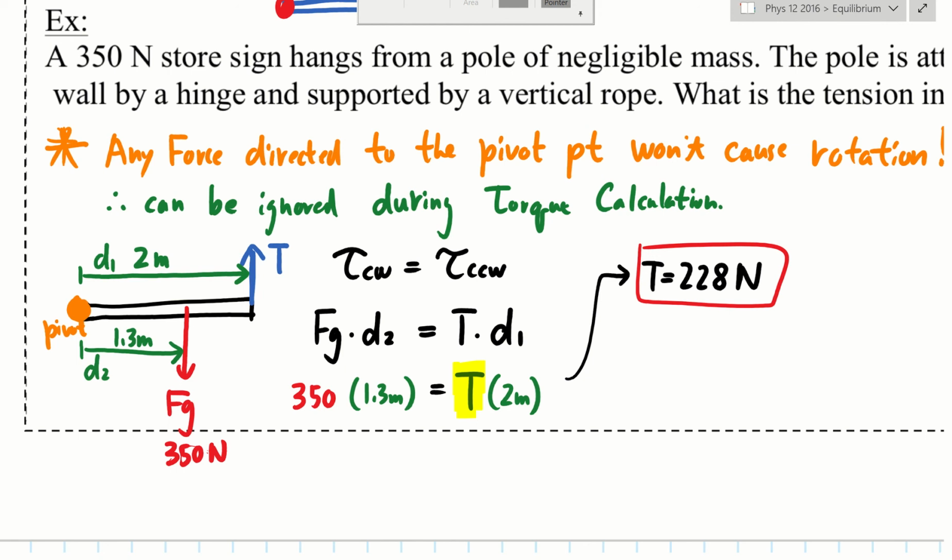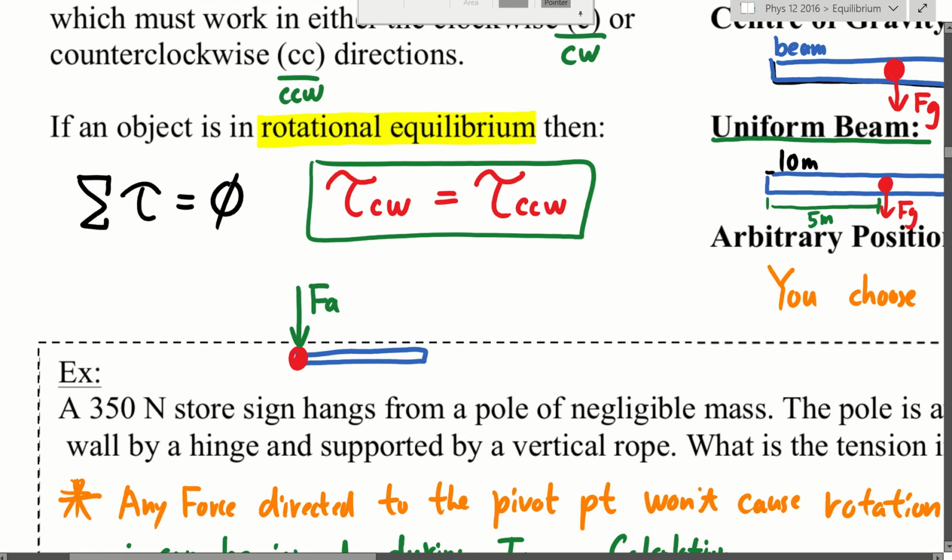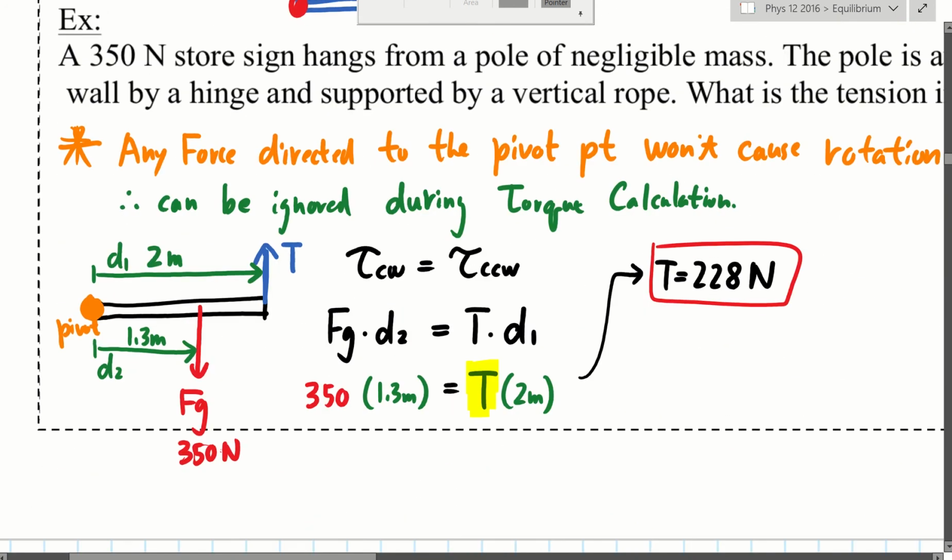I mean, that's the only equation we are learning. Like, yeah, torque. This equation, that's the only one. Torque equal to force times distance. All right, so 228 Newton is the tension you will find on the wire on the right hand side.